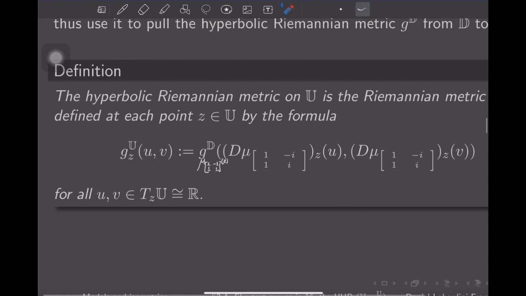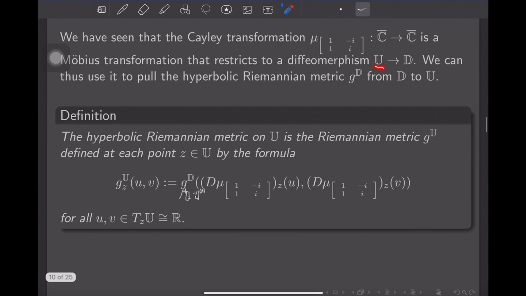So the inner product at the tangent plane at this point, of what? Well, I have this way to go from U to D, and this is a diffeomorphism, so these tangent vectors are mapped to tangent vectors by the derivative. So I take the derivative of the function at the point Z, and I send my two tangent vectors, and in the codomain I take the inner product, and that's how I define the inner product between the original two.